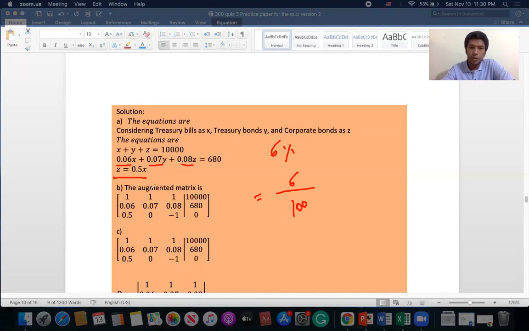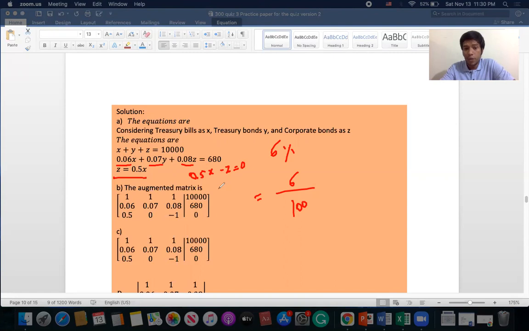Then once we have them in equation form, we can write it in the augmented matrix. This last line we can convert: we can write 0.5x minus z equals 0. And based on this, we have written this last line.